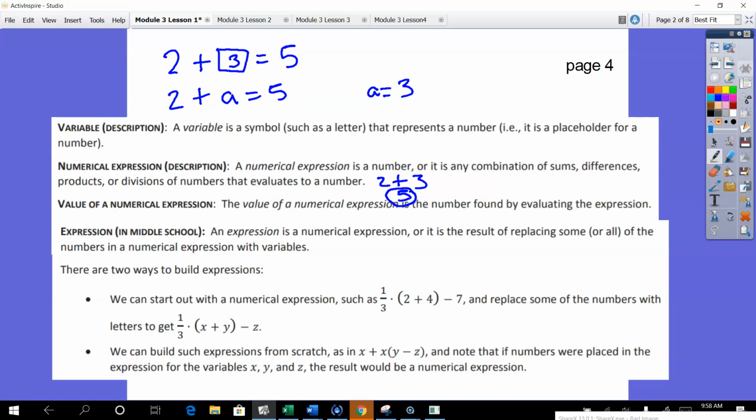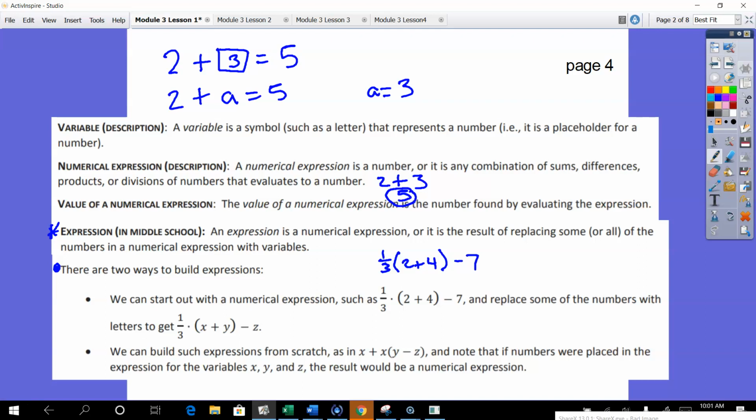In an expression, you don't have this exact everything. You don't have the bottom part down here, but I wanted you to be able to have a good example of it. An expression is a numerical expression, or it is the result of replacing some or all of the numbers in a numerical expression with variables. So for instance, you could start out with a numerical expression such as 1/3 times (2 plus 4) minus 7. You might see this written as 1/3(2 plus 4) minus 7. We don't usually see the multiplication sign there. The parentheses tells us to multiply.